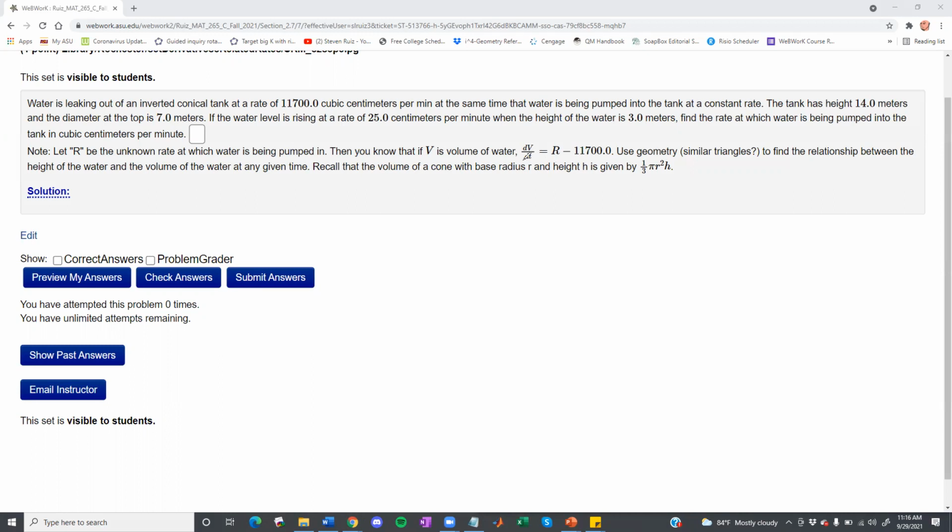So this dV/dt equals R minus, and I think your numbers might be different than mine, but that's fine. Basically, you're trying to solve for this R, which is really the rate at which water is coming in. Let's break out what's going on in this dV/dt. dV/dt is equal to R minus 11,700. What does this 11,700 represent? That's the outflow as a function of time. And what's the R represent?